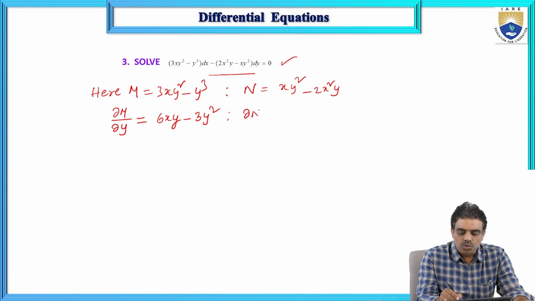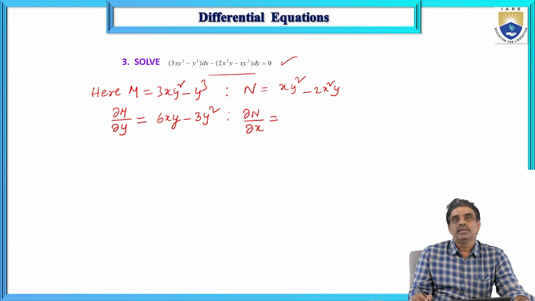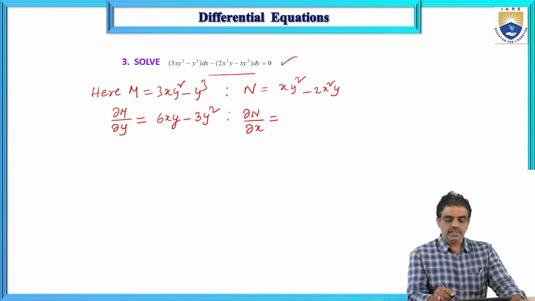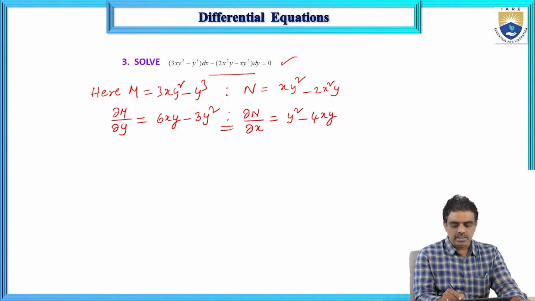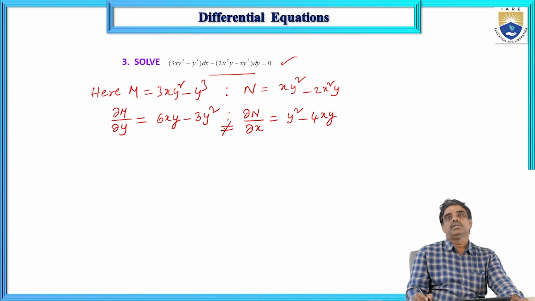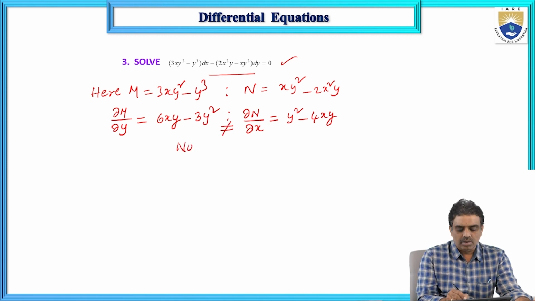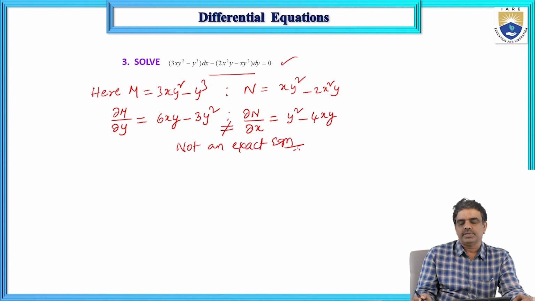Similarly, the partial derivative of N with respect to x only, that is ∂N/∂x, becomes y square minus 4xy. Clearly, these two are not equal. So the equation is not an exact equation.